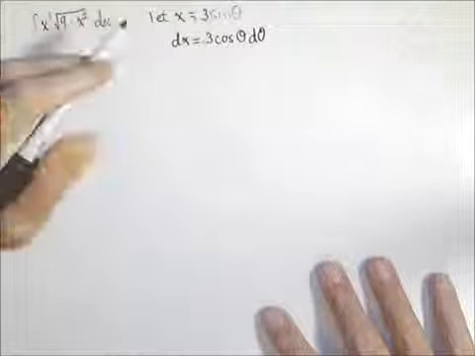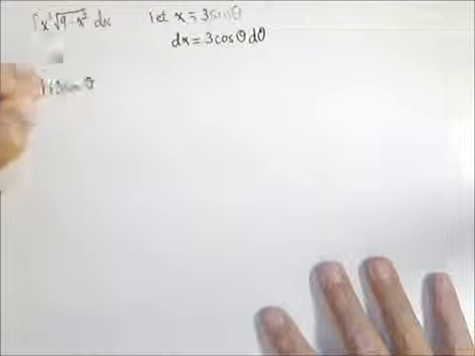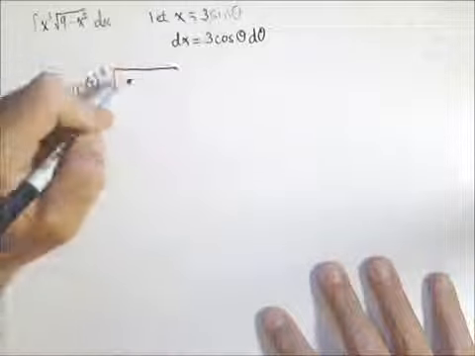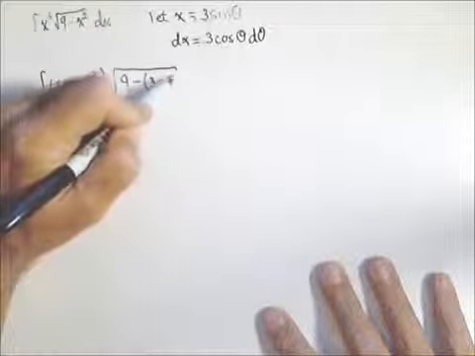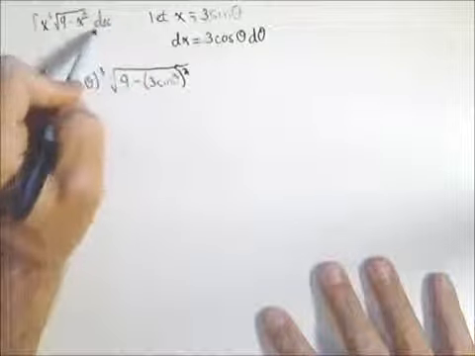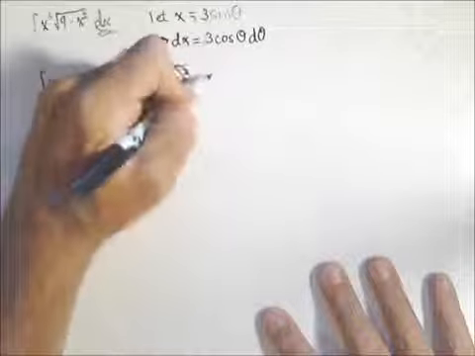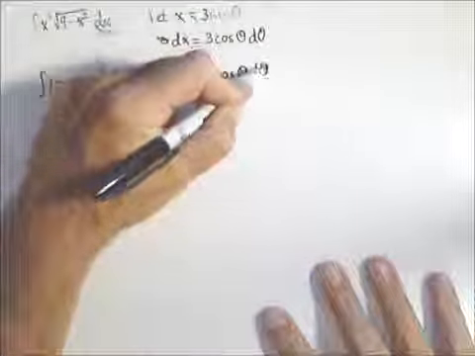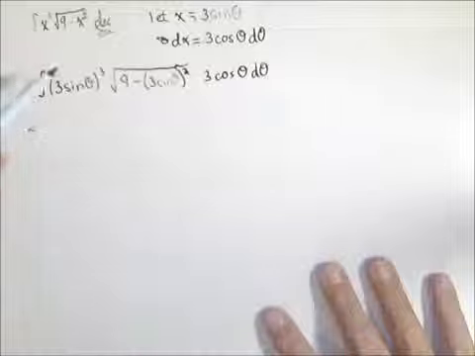So our integral after our substitutions will have 3 sine theta cubed, going in for the x cubed, times the square root of 9 minus 3 sine theta squared, going in for the x squared. Now you cannot forget to substitute in your dx. So we also have a 3 cosine theta d theta. Now we got a lot of simplifying we can do.